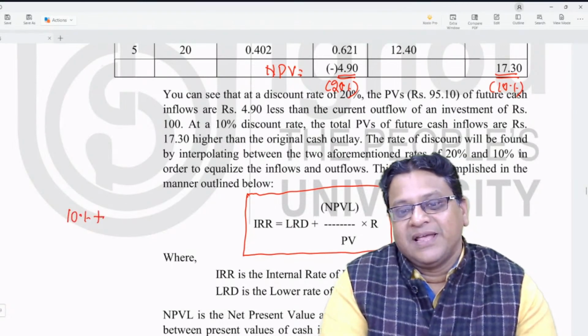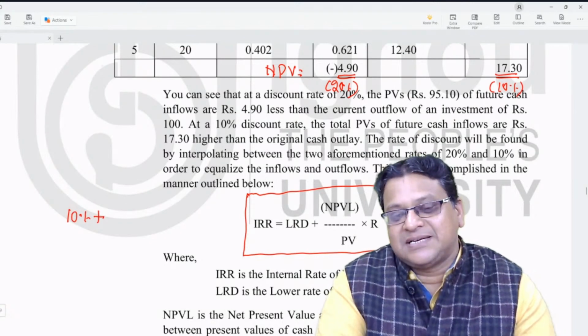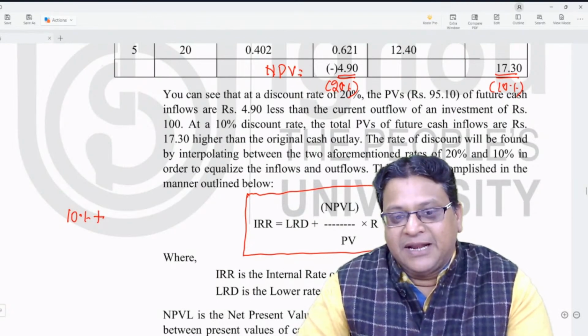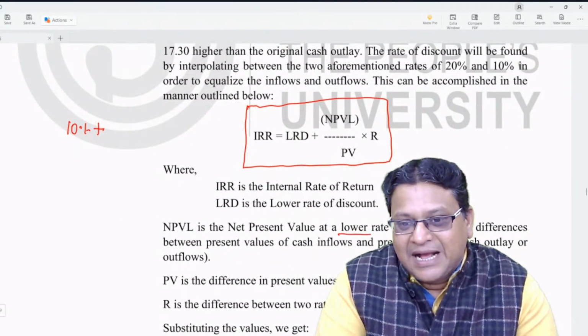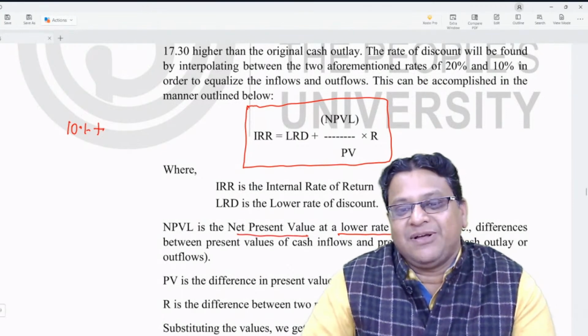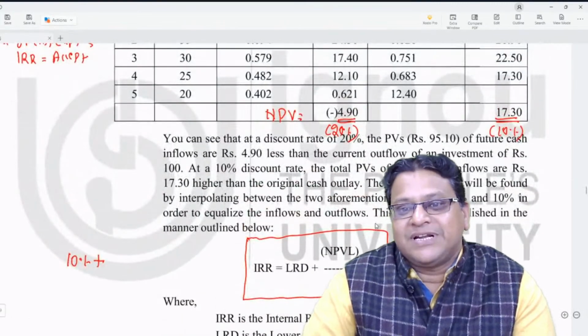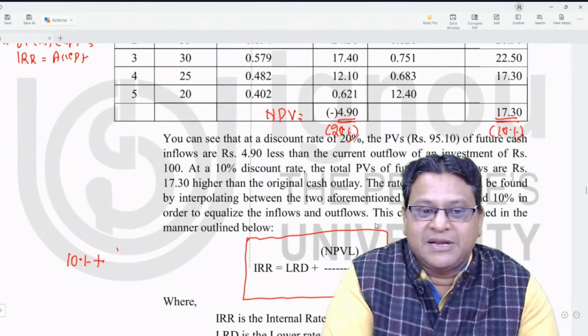Plus NPVL. What is NPVL? It is the NPV at the lower rate. We have to calculate the NPV at the lower rate. The lower rate is 10%. The NPV at the lower rate is 17.30.